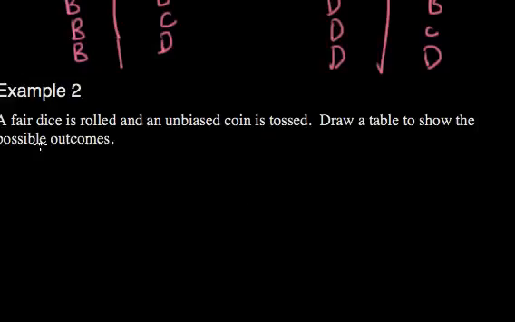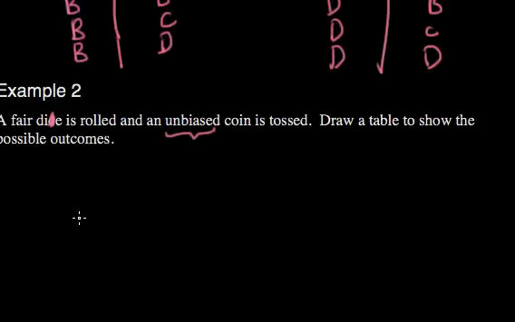Next, if you have a fair die, this should read die, dice is plural. A fair die is rolled and an unbiased coin is tossed. Unbiased means that it's even probability, so it's a 50-50 chance for either side of the coin. It's asking for us to draw a table to show the possible outcomes.